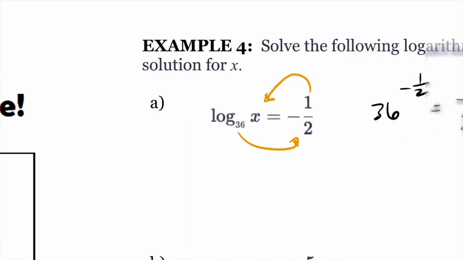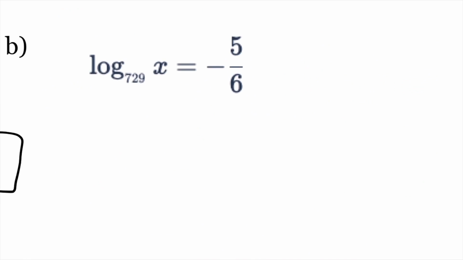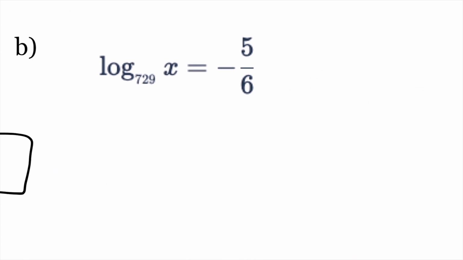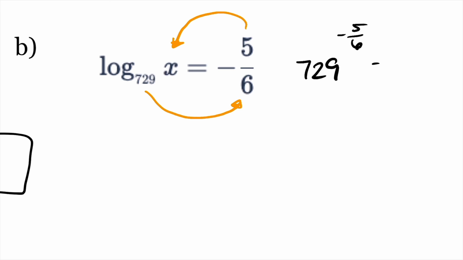So let's do the second one, B. The first thing is change it to an exponent. Okay, so I have 729 to the negative 5/6 power equals x. I'm not going to put x yet. I'm just going to try to simplify that first.